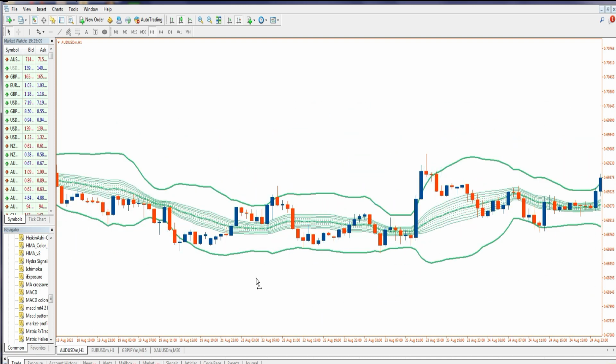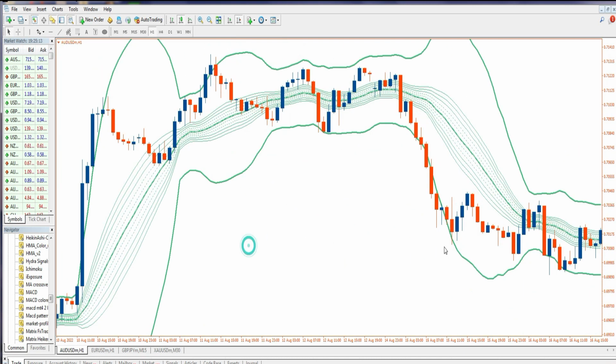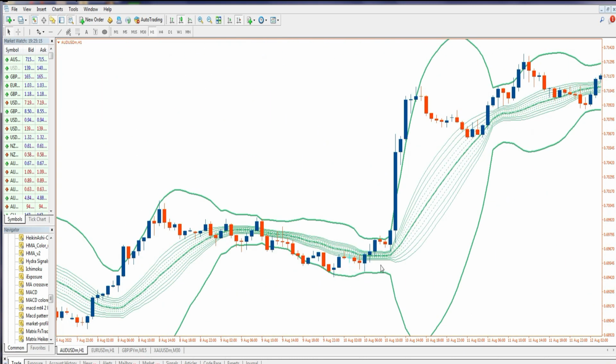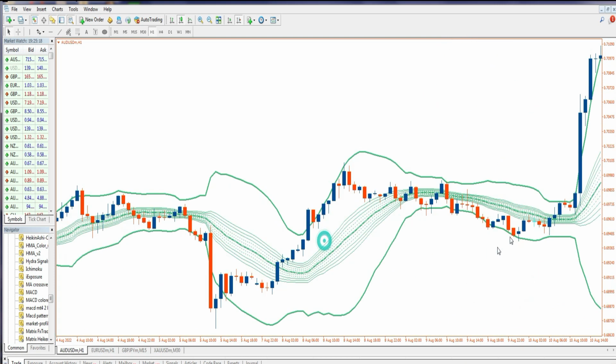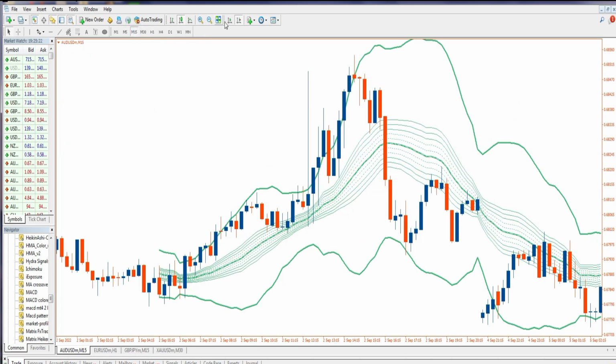We also exit if stochastic and MACD both crossover even though price didn't close outside the bands. This is a precautionary tactic to protect profits. One way to do this is to close a part of the position and let the other part run if you believe that the trend will continue.